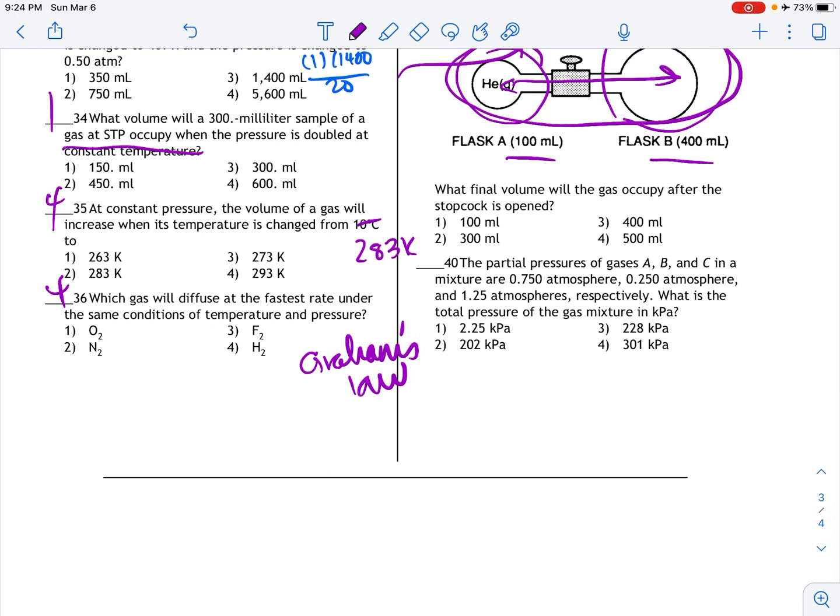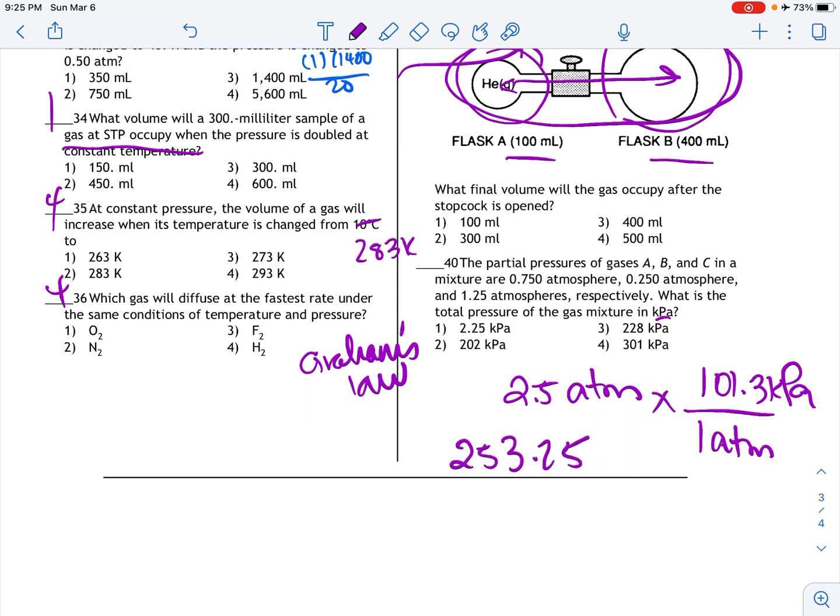It's not on the Regents anymore. The partial pressures of gases A, B, and C in a mixture are as follows. What is the total pressure? You just add them up. 0.750 plus 0.250 plus 1.25 gives me 2.5. That's not a choice. And then they want kilopascal. That's easily acquired. 1 atmosphere is 101.3 kilopascal. You can find that right on the front of the reference table, Table A. So 2.5 times 101.3 gives me 253.25 kilopascal.